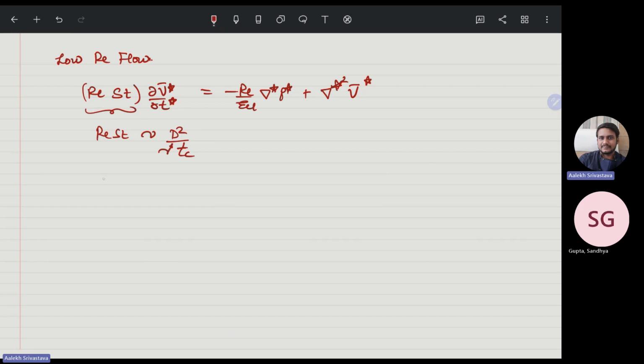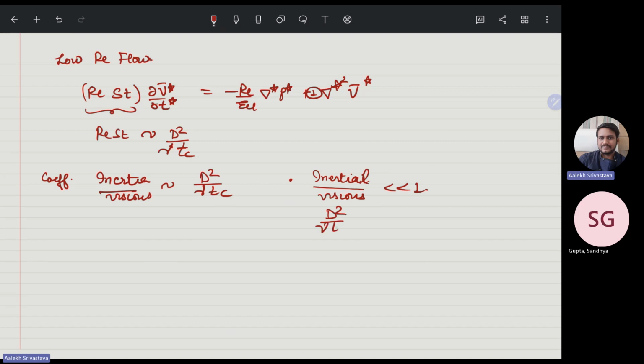And so this has a coefficient of 1. So the coefficient of inertial by viscous is equal to d square by nu Tc. When this coefficient, so I'm saying when inertial divided by viscous is much less than 1, then we can say that we can drop inertial in comparison to viscous. And what is the time scale?